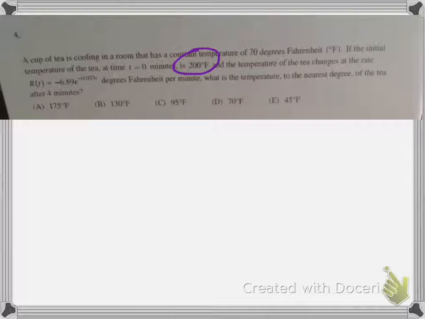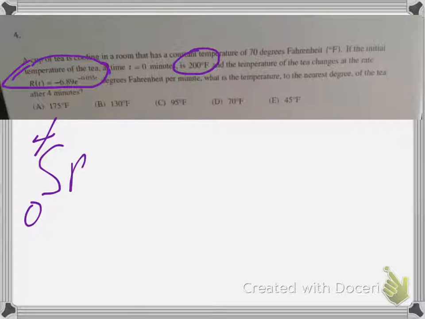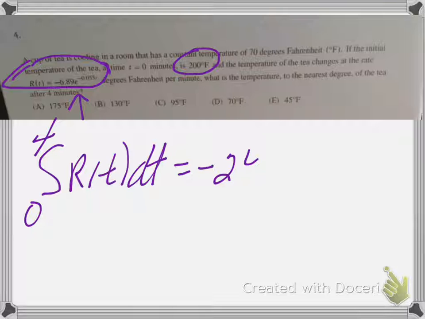Okay, and then the tea starts changing its temperature at this rate of R of T, and it's a negative number, so that would make sense that the tea is cooling down, right? Okay. So what is the temperature of the tea after 4 minutes? So we want to know everything that happened between 0 and 4 of R of T dt. Okay, so when you put that into your calculator, there's no way you could do that by hand. So this would definitely be a calculator question.